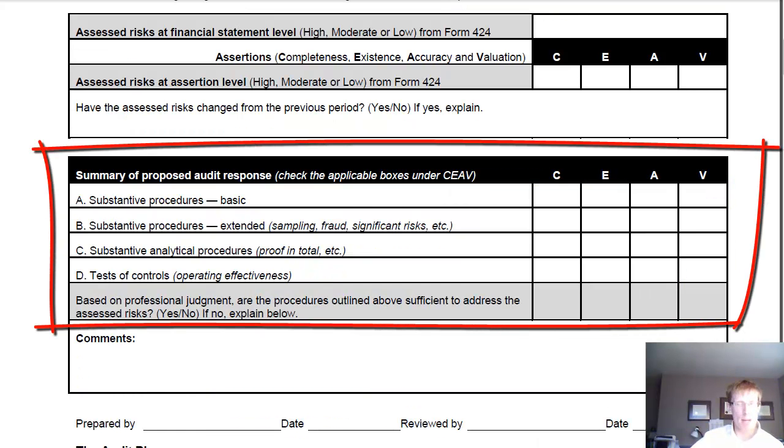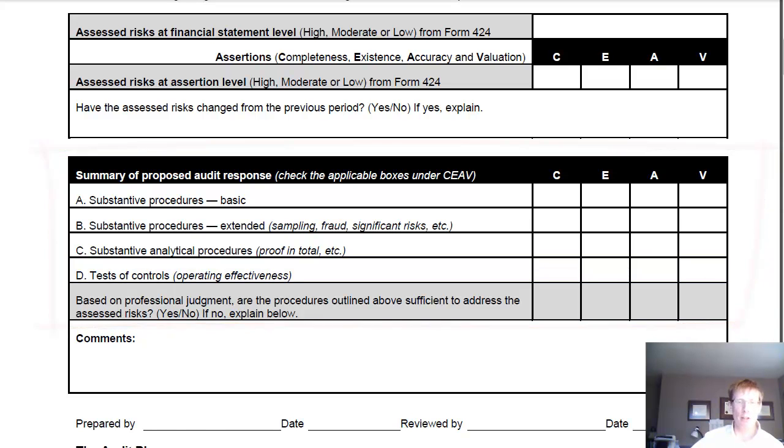At the bottom of the page, we have a table that summarizes our proposed audit approach. And so we have our basic substantive procedures. Then we'd have extended substantive procedures if necessary, if we have a lot of high-risk assessments for our various assertions. Our substantive analytical procedures that we plan, if any, as well as our test of controls. And so this just summarizes our audit approach to this particular area.